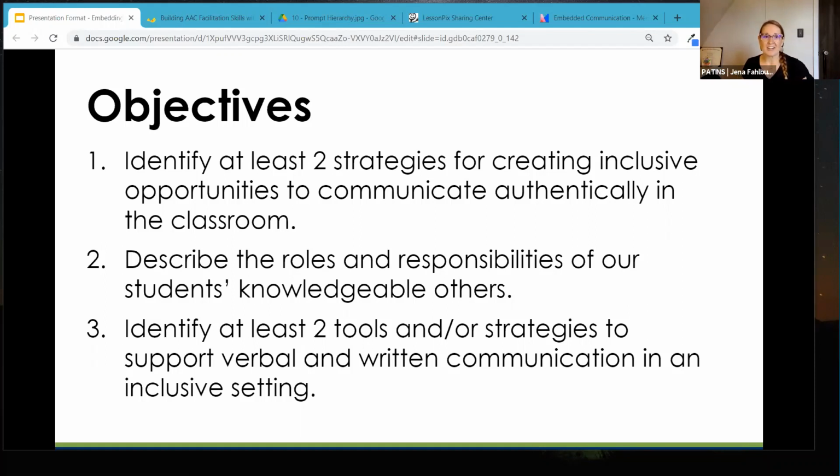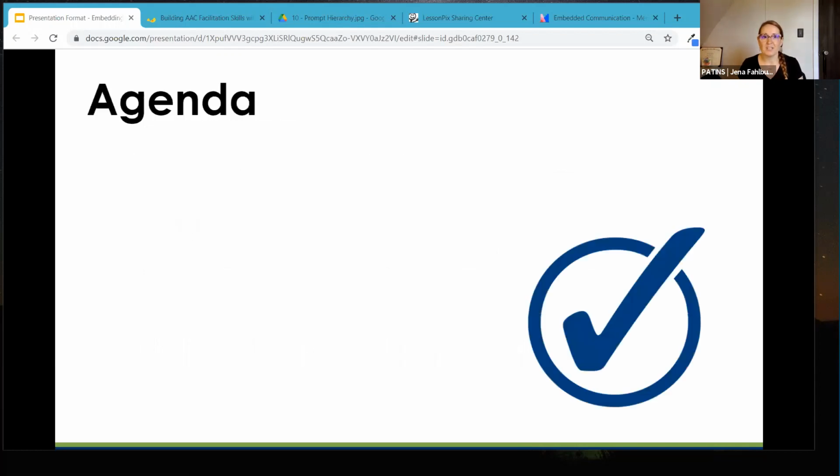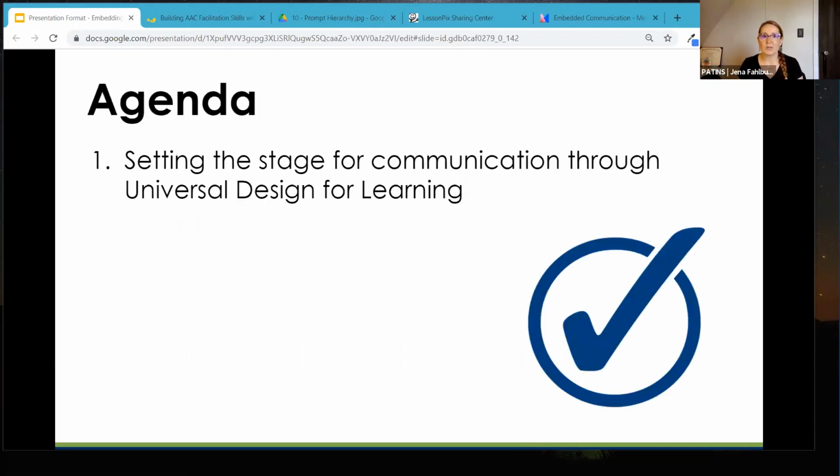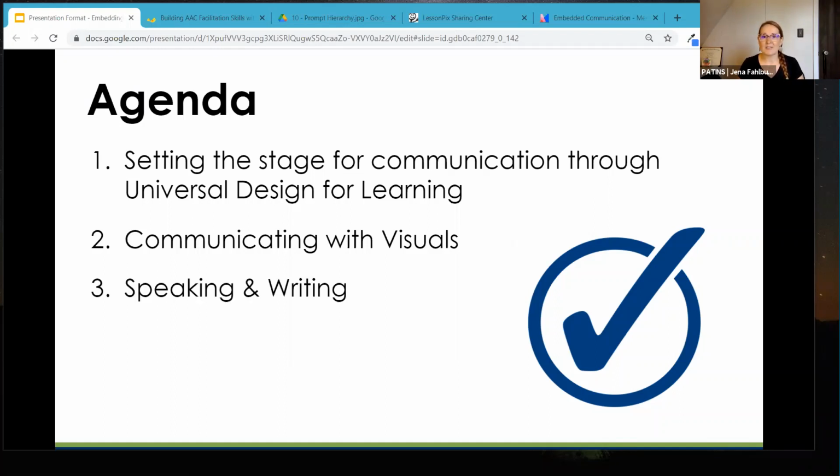And thirdly, of our objectives, we want you to be able to identify at least 2 tools and/or strategies to support that verbal and written communication in an inclusive setting. So to get those things done, we're going to start with setting the stage for communication through universal design for learning, and that's when Rachel will take us away. Secondly, we're going to talk about communication with visuals and the importance of visuals in our classrooms. Third, we're going to talk about speaking and writing before we wrap up.